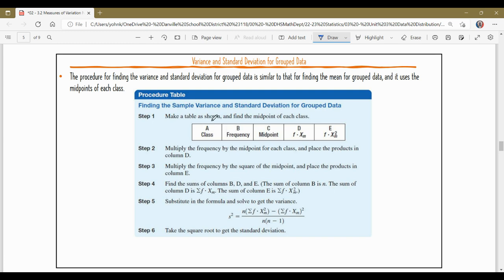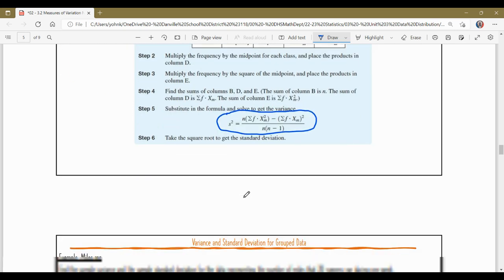First, we're going to make a table that has class, frequency, midpoint, frequency times midpoint, and frequency times midpoint squared. Then we're going to figure out what those different columns equal. Then I'm going to add up my columns B, D, and E, slap it into this lovely formula, which you will never have to memorize. And then you can find the variance. Once you do that, you can square root it to find the standard deviation. So let's see how in the world we're going to use this big formula.